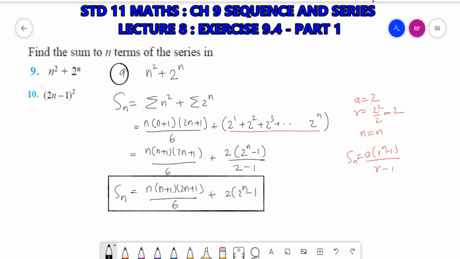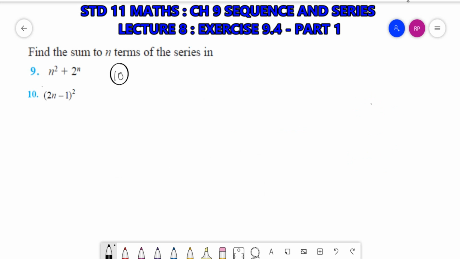Now let's move to the next and the last question for this exercise. Question number 10. Now here the series you have to find out has nth term 2n minus 1 whole square. So squaring it, I will get 4n square minus 2ab, that is 2 into 2n into 1, that is 4n, plus 1 square.